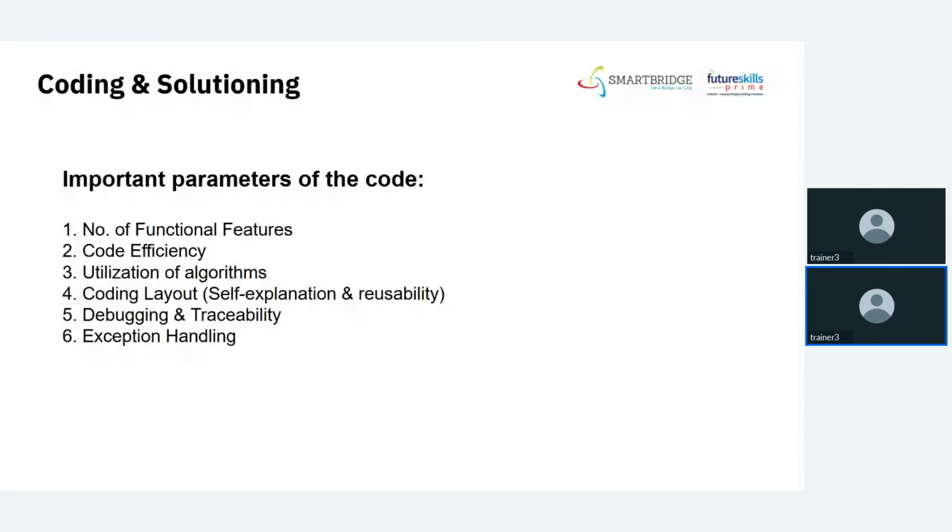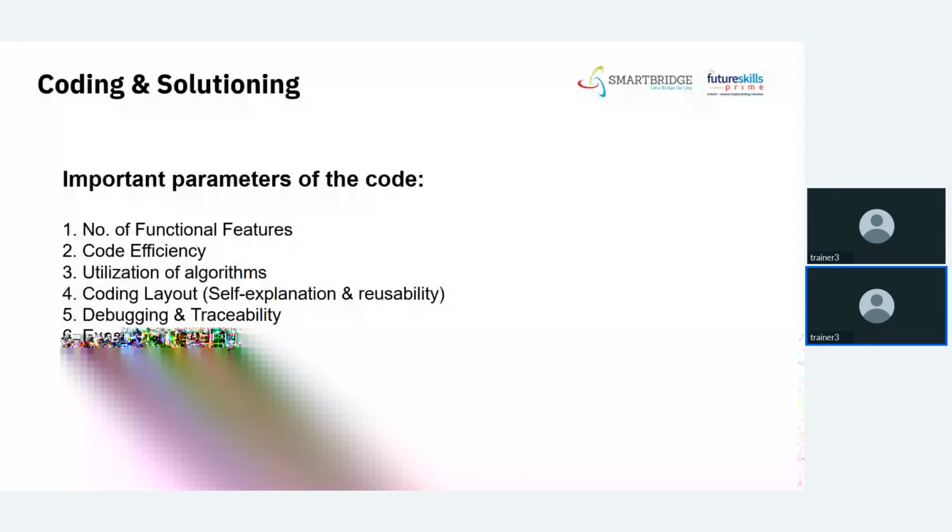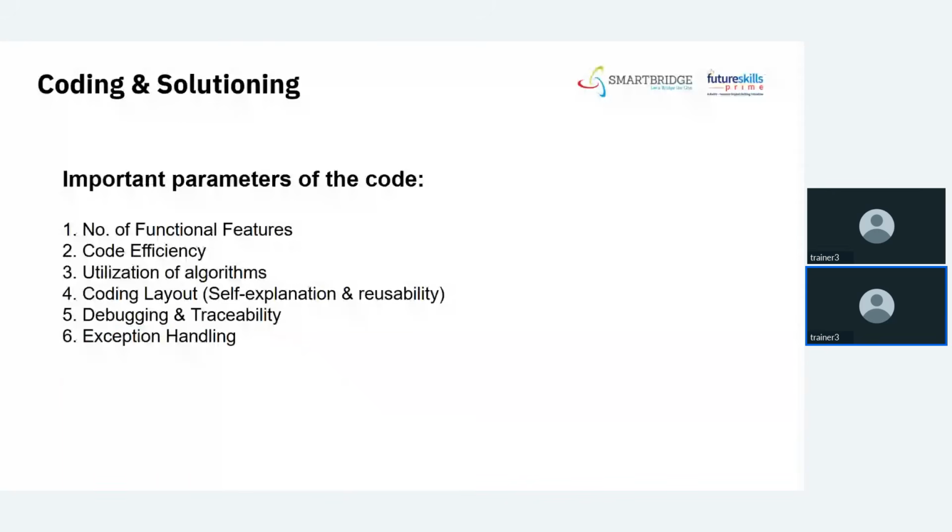You need to use different algorithms to make your code look easy and simple. If you're writing 100 lines of code, rather than that you can use one pre-trained model, and without writing 100 lines of code you can save your time. Coding layout and self-explanation: you need to add comments. And reusability: you need to check the reusability of the code. If you pass this code to anyone, it needs to be good, clean code, so it will help them to write and understand things.